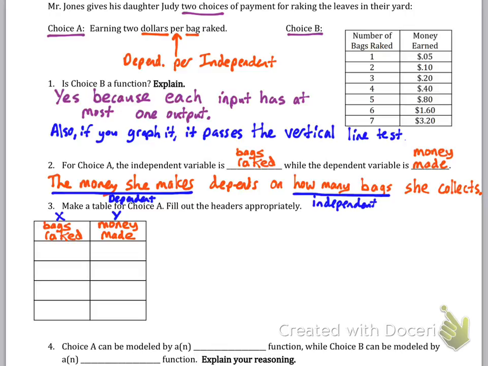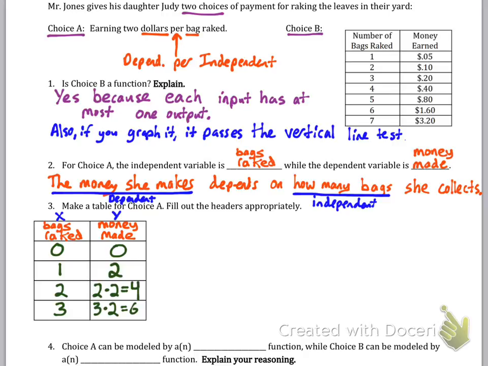So let's make a table for choice A, and where you just filled out those headers, you should fill them out with the independent and dependent variable like that. For 0, if she rakes 0 bags, she makes $0. If she rakes 1 bag, because it says $2 per bag, she makes $2. 2 bags would give us 2 times 2, or $4. And 3 bags would give us 3 times 2, or $6.